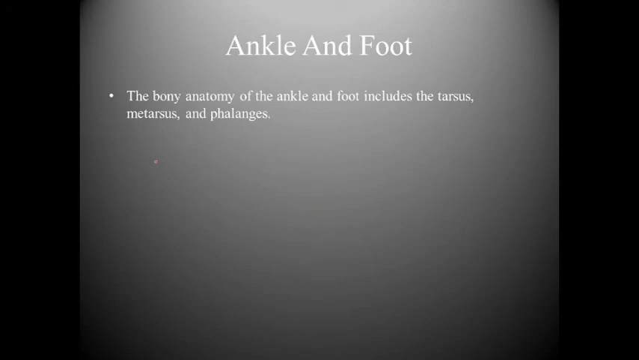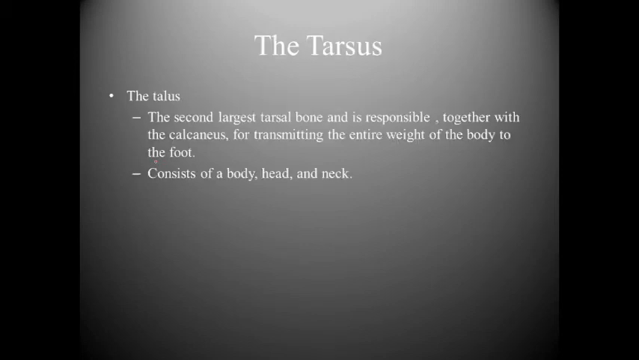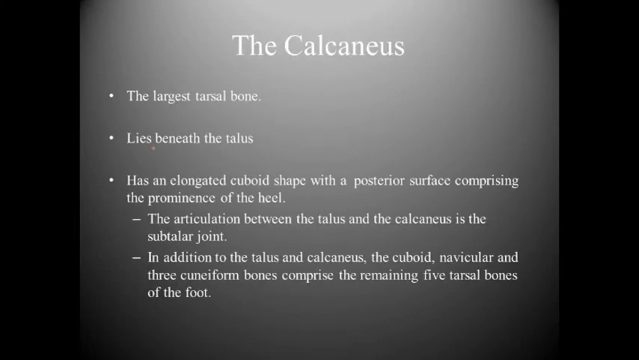So that brings us to the ankle and the foot. The bony anatomy of the ankle and the foot includes the tarsus, metatarsus, and the phalanges. If we initially begin at the ankle joint and work our way down, the first bone that we would encounter is the talus. It is the second largest tarsal bone and responsible with the calcaneus for transmitting the entire weight of the body to the foot. So it's very important that this bone remains intact. It consists of a body, head, and neck.